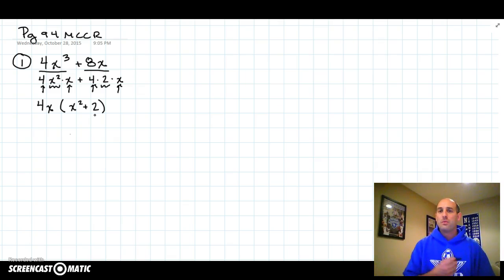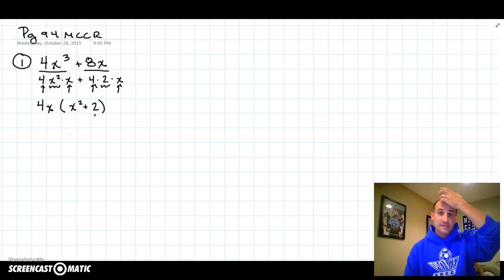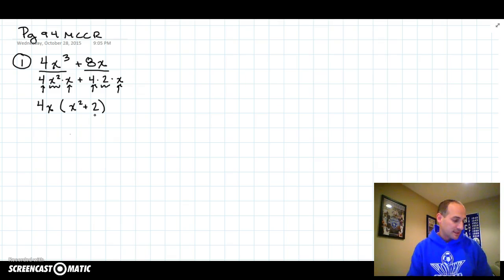The way you can check these in the most easy way possible, you should never have to get one of these wrong, because you could distribute just like you did on 2 days ago assignment and get back exactly what you started with. And if you did that, you would know 100% that you got it right. If you can factor it and then multiply back out to check on it, then that's how you could check your work no matter what it looks like.